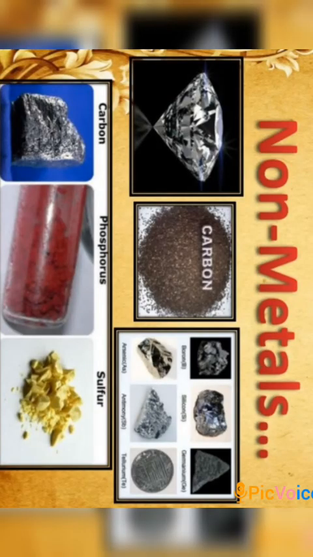The next category of elements is non-metals. The examples of non-metals are nitrogen, sulfur, oxygen, phosphorus, carbon, etc. These are soft, dull in appearance and poor conductors of heat and electricity.